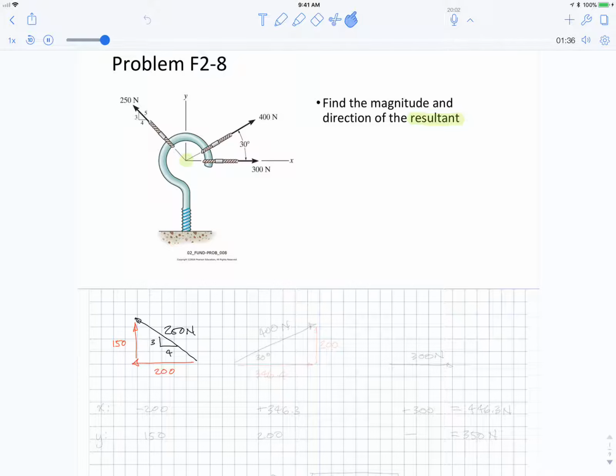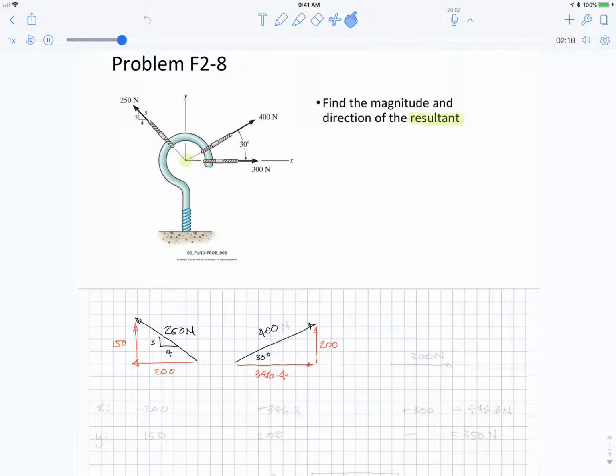So let's do the 400 Newton force next. The 400 Newton force is inclined at 30 degrees. So in this case, we're going to have to get our calculator out. This side is the cosine. That side is the sine. So we're going to have to take 400 cosine 30 degrees, and 400 sine 30 degrees. Well, I know sine 30 degrees is a half, so this is 200. And with my calculator out, 400 times the cosine of 30 is 346.4 newtons.